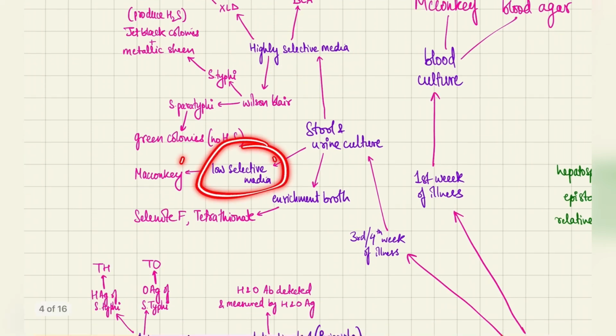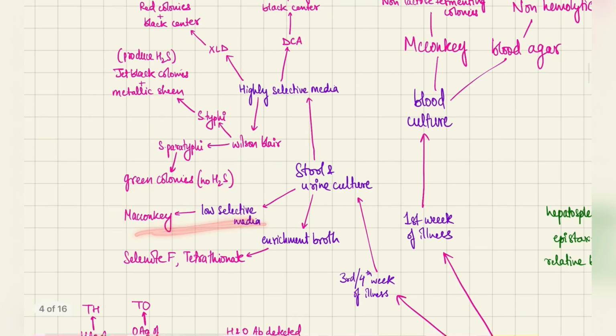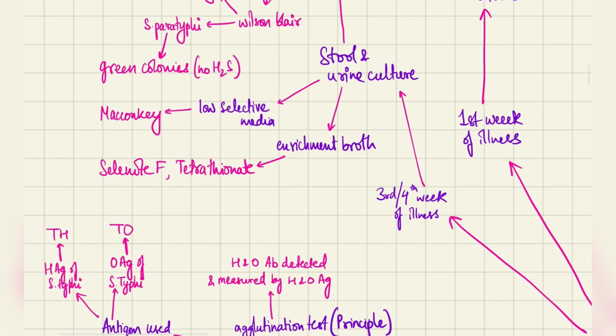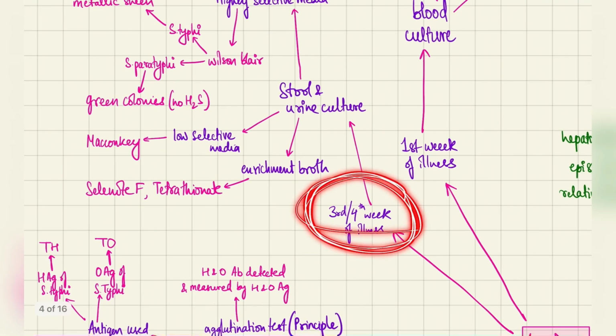Low selective media can again be MacConkey, and we know what we see in MacConkey. This is a low selective media. We can also do an enrichment broth in a selenite F broth or a tetrathionate broth. These are the two broths you can remember. This is what you do during the 3rd and 4th week of illness.